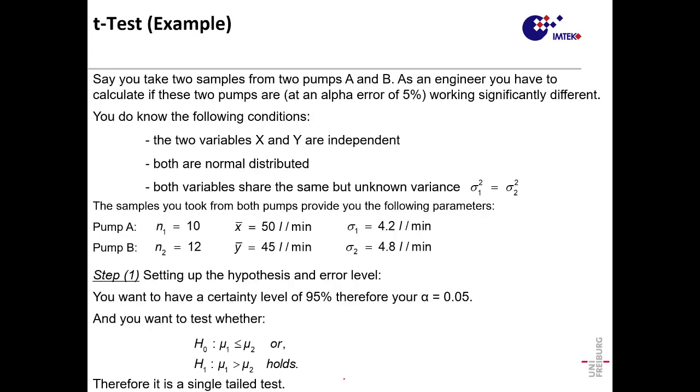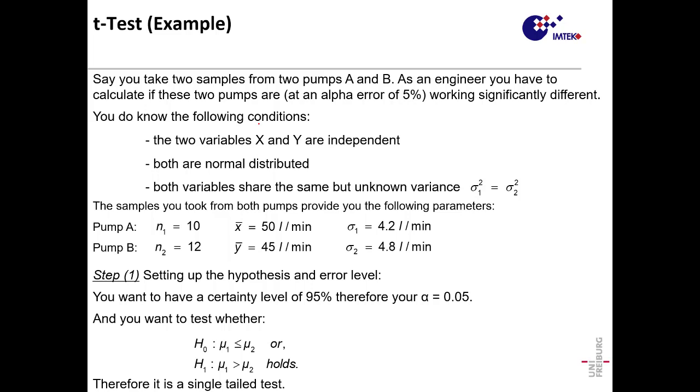So let's go through an example, to make it a little bit clearer, I hope. Let's say that you have two pumps, pump A and B. They pump liters of water per minute. You want to know if these two pumps work equally, or if one pump pumps more water than the other per minute. So you will have two pumps, and you will collect data from these pumps.